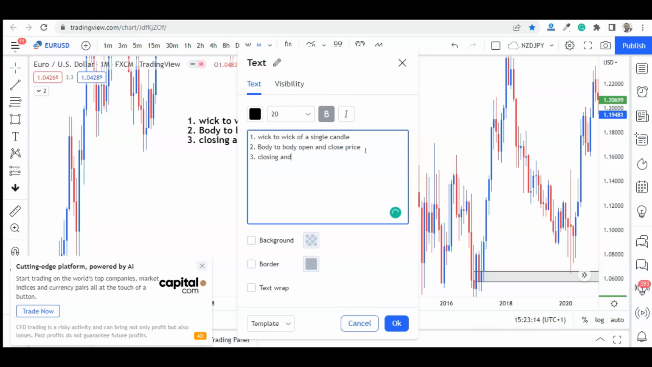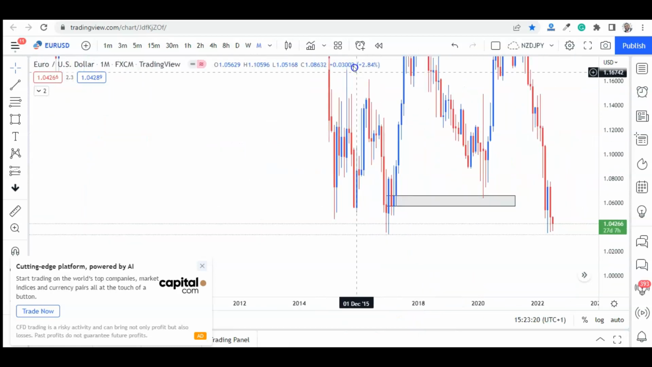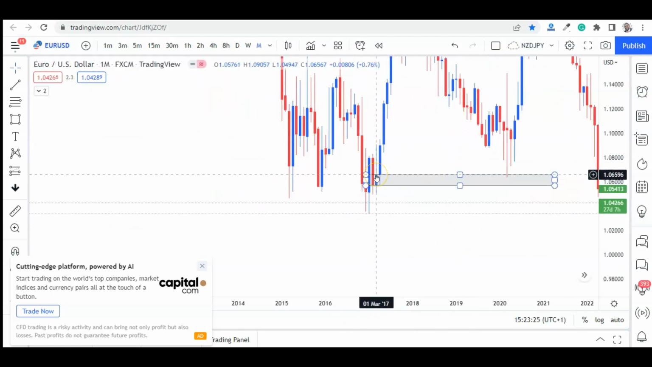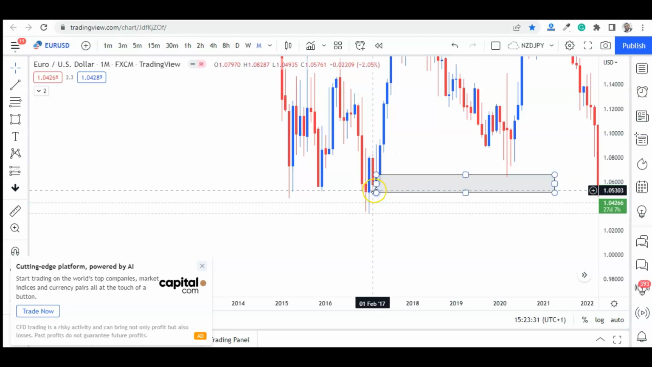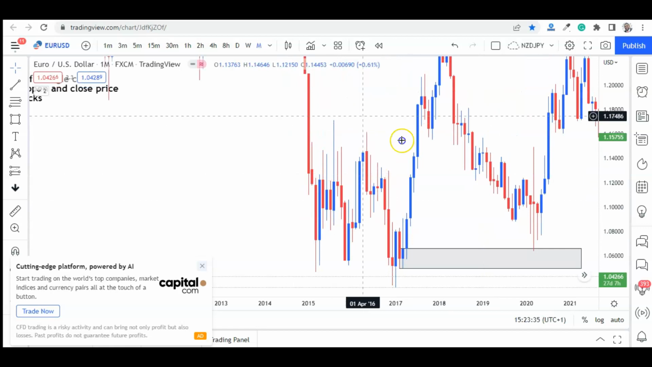Or the third one you can use is closing and wicks, and this is also powerful. In this case, if you look at this here, this is the close because this is a bullish push, then from the wick that starts it, that is also your demand zone, or supply zone.